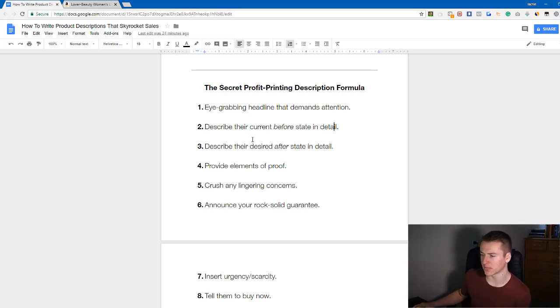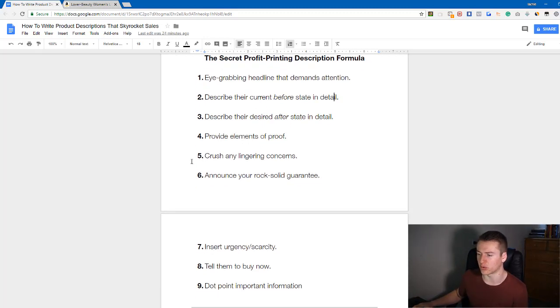Okay, number three, describe their desired after state. Like I said before, now you just want to describe the after state, the benefits, how they're going to feel after they purchase your product. Paint a beautiful picture, a very vibrant image of what they desperately want. Again, provide elements of proof. Crush any lingering concerns. Those objections that they have, you want to crush those after you've given proof that what you've said is true and it works.